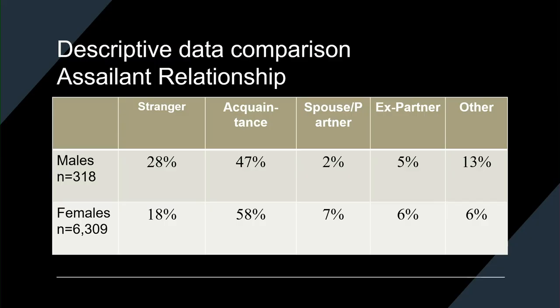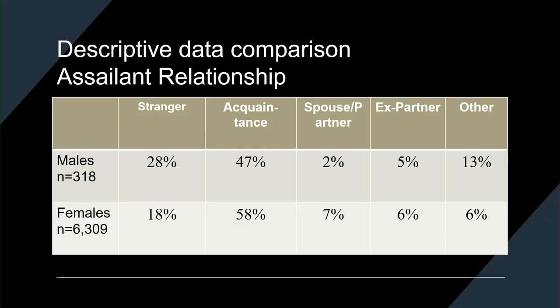Let me define those for you. Stranger, for our research purposes, is defined as the victim did not know the perpetrator's name and did not have what we have called a meaningful interaction with them, and we categorize that as about 2 hours.